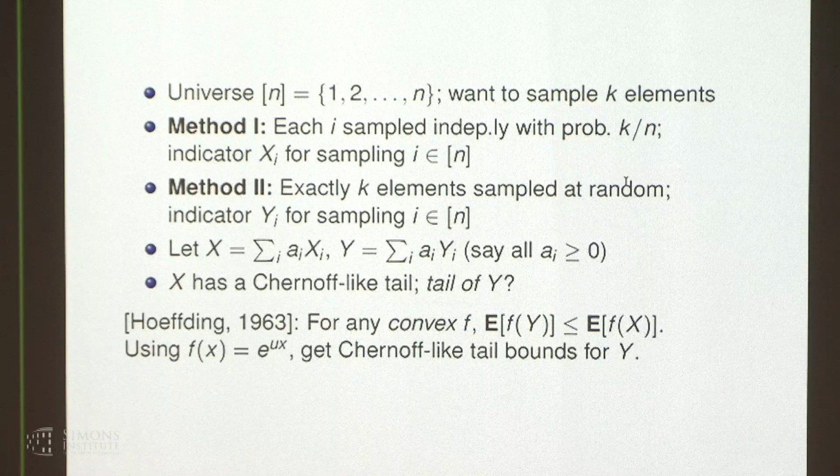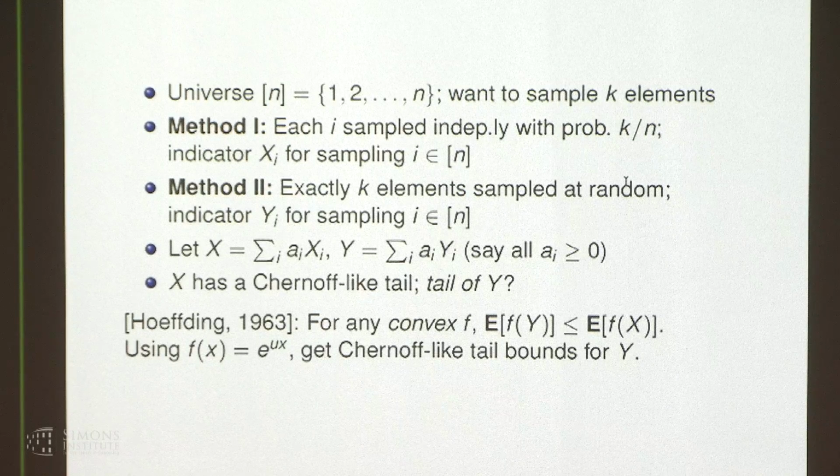if you have again this y, a non-negative linear combination of these dependent random variables yi, then Hoeffding actually shows that for any convex and continuous f, the expected value of f(y) is less than or equal to the corresponding value for x. Now, for instance, if you take f(x) to be an exponential function, then immediately you get Chernoff type bounds for y, because the classical Chernoff-Hoeffding bounds use f to be the exponential function, and that's what leads to the tail bounds.